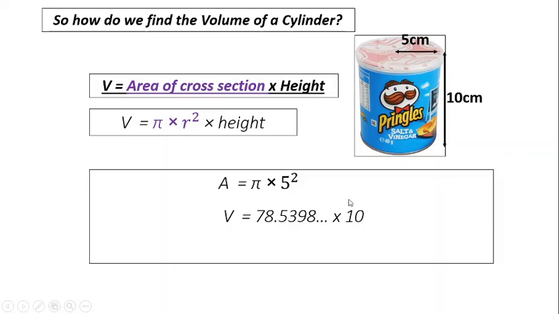And I want to multiply this by the height or the length of my prism. So we're multiplying it by 10 to turn it into volume. Put that in my calculator. I get 785 centimeters cubed. This is rounded to 3 significant figures.